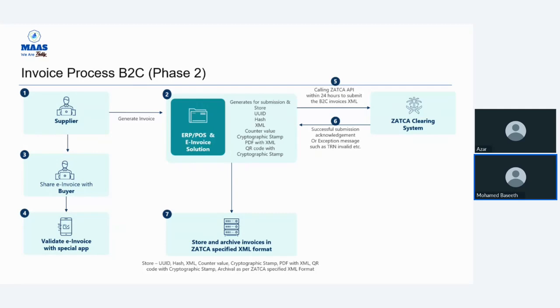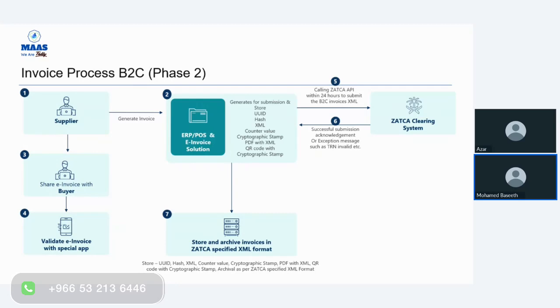And once that is done, it can be uploaded as a batch. You don't have to upload and validate one by one because of the volume, basically. So when you have a very huge volume of transactions, this can be uploaded as a batch to the Zatka clearing system. It will individually validate all these invoices and then give you these additional fields which are required as per the phase 2. Now, keep in mind, even though you can upload batch-wise, it has to be done within 24 hours of the generation of the invoice.